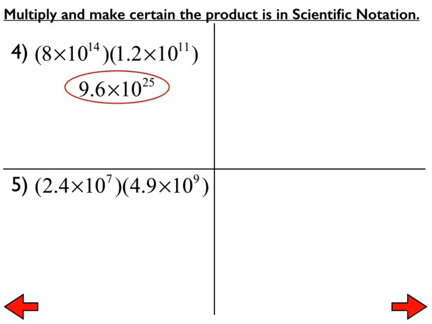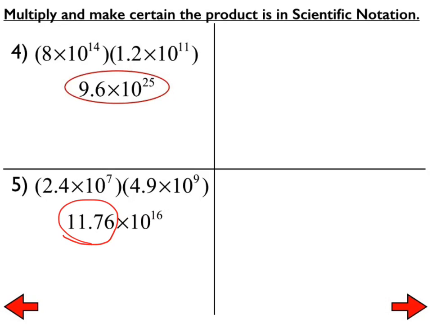Number 5 looks like this. We regroup the 2.4 and the 4.9, multiply those two, and then the powers of 10 together. That would give us 11.76 times 10 to the 16th power. Can I leave my answer like that? Yes or no? No, that is not in scientific notation. Remember, this first number has to be between 1 and 10.